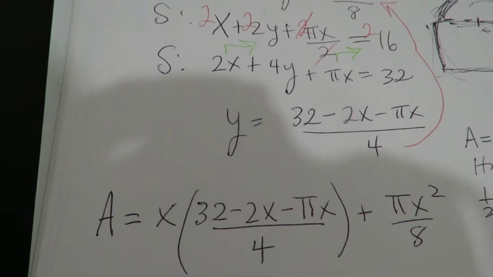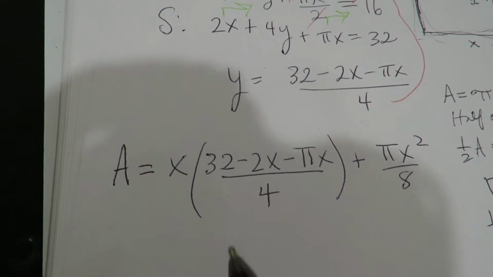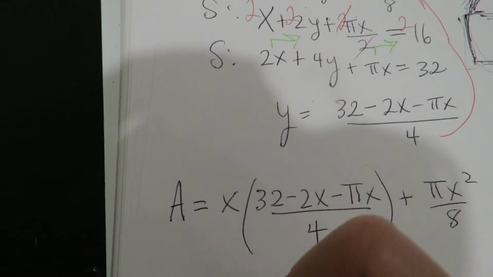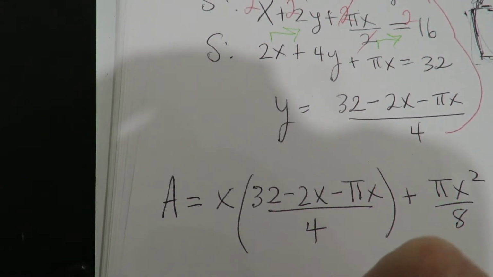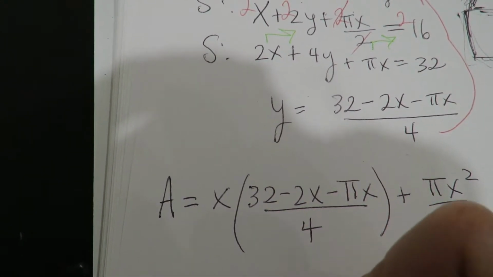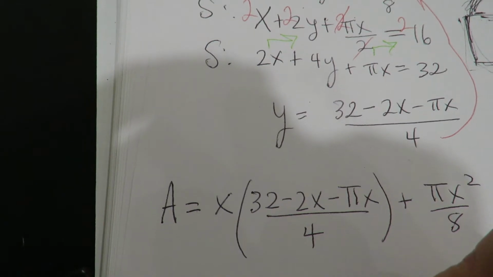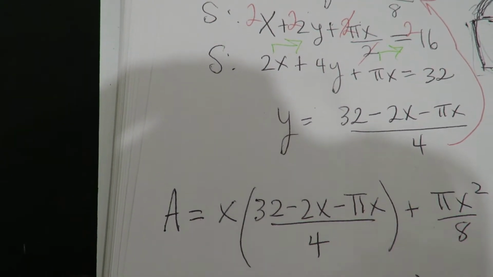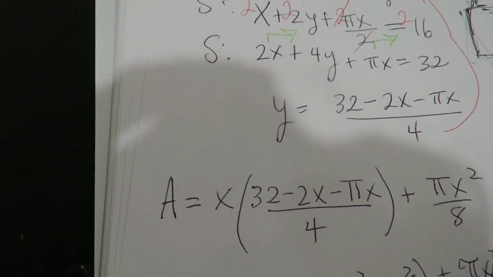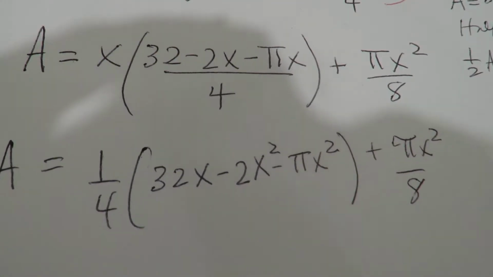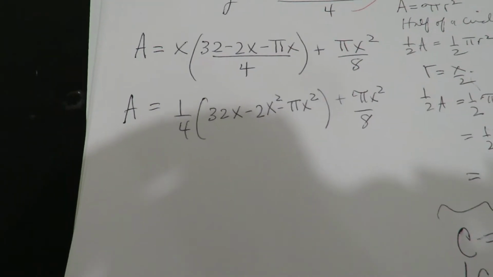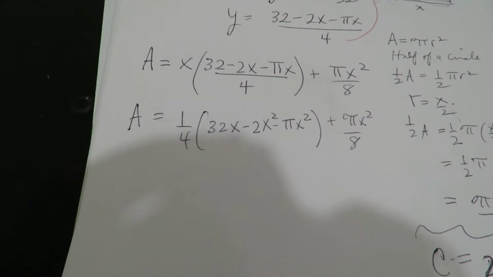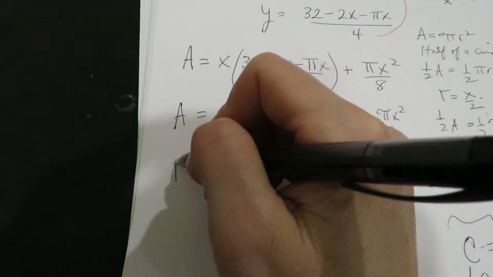Okay, it really depends how you want to deal with this at this point. I would suggest at the very least multiply this x in and bring this 4 to the front. So bring the 4 to the front, put the x in. You can do more stuff here, but I'm just going to leave it there. I'm going to go right to taking the derivative now.